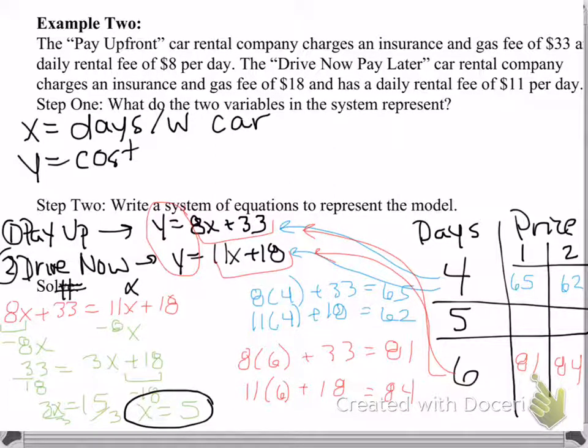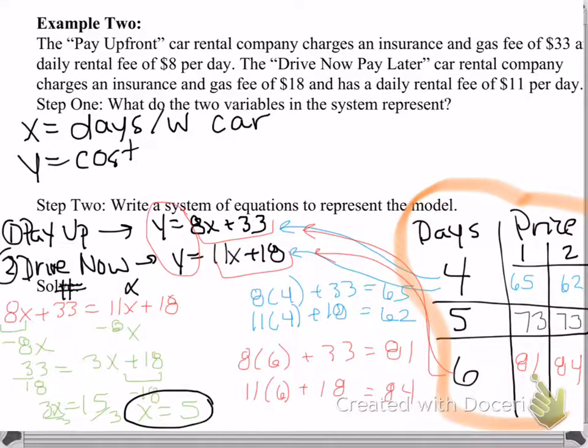So we know if you're doing it for 5 days, it doesn't matter which company you pick, it's going to be the same, and that's just at $73, which I already had calculated. But if it's 4 days, you should probably pick the second option. But if it's 6 days, you should pick the first option. So this chart is really going to help us out, and you will use this at some point to see what the better deal is.